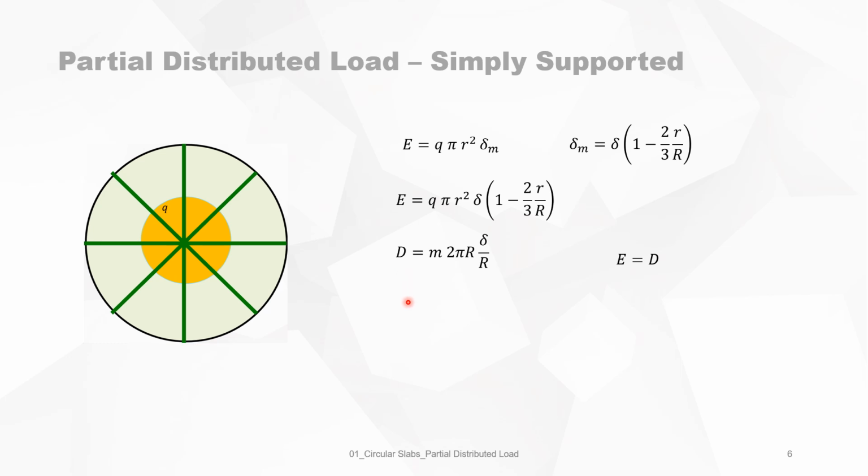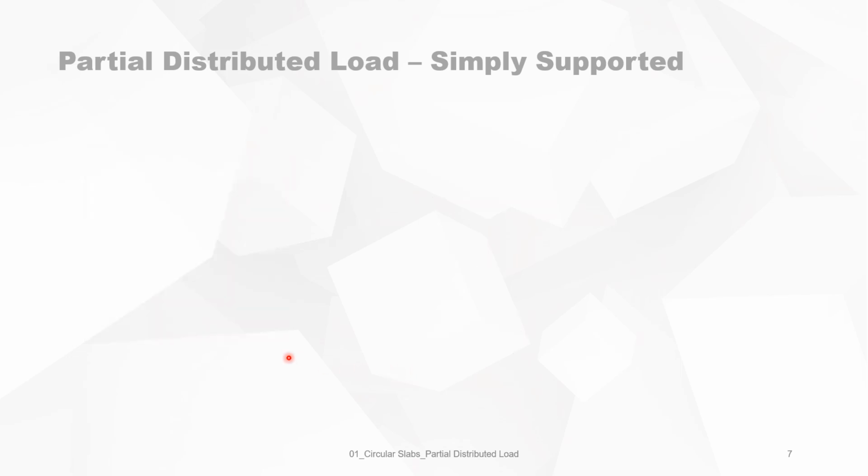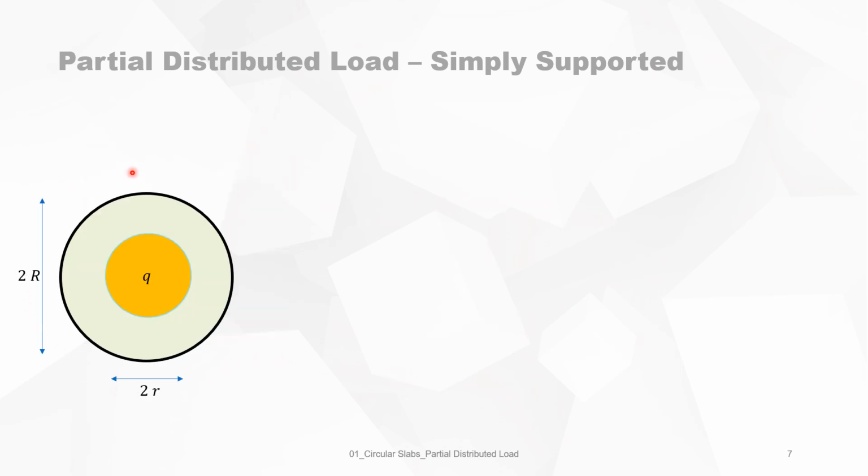Now we make those E and D equal and get m out of the formula, and this is the bending moment, or the maximum bending moment in the slab due to a partially loaded distributed load. We can now look at different cases. This was what we have calculated just now.